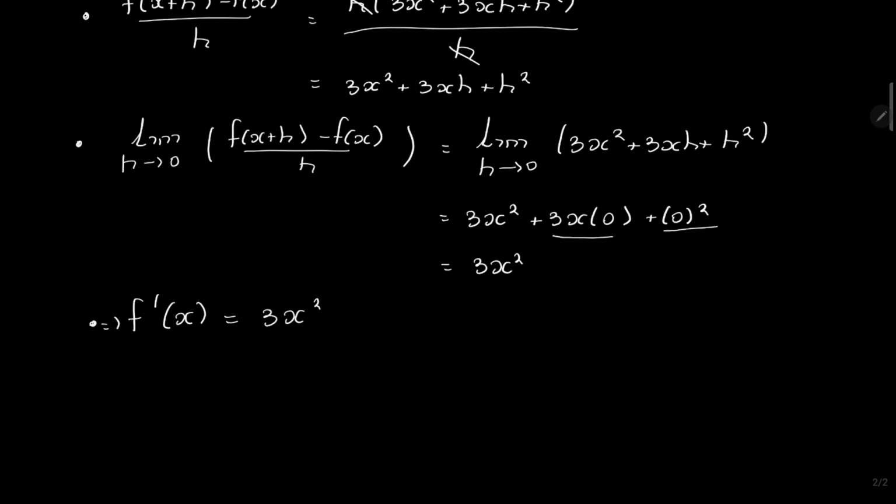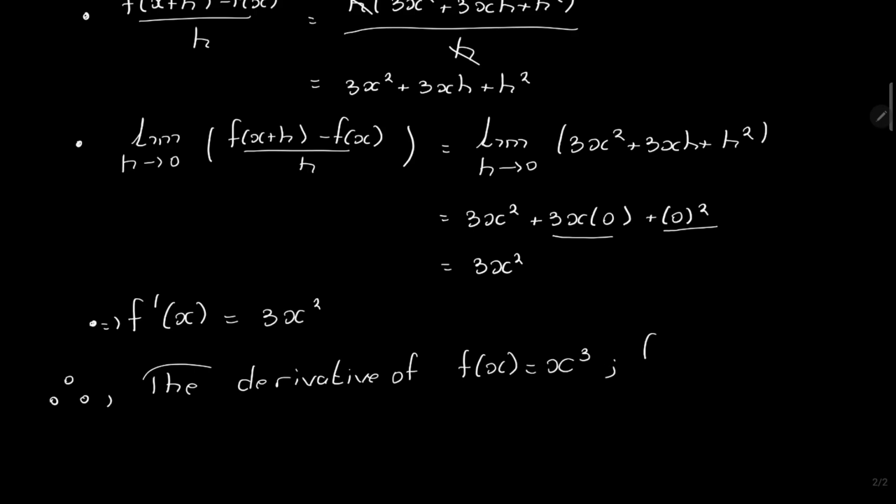We can then come out with our general conclusion. Therefore, the derivative of f of x, which is equal to x cubed, can be represented as f prime of x is equal to 3x squared.